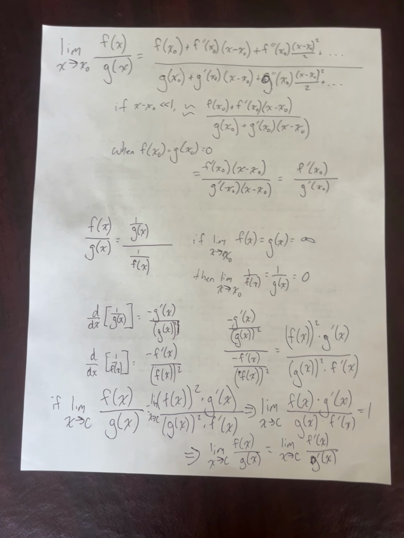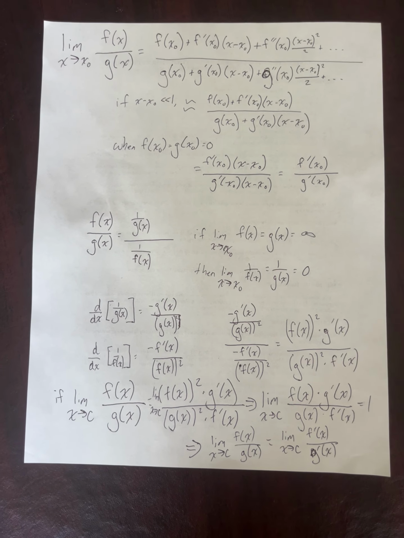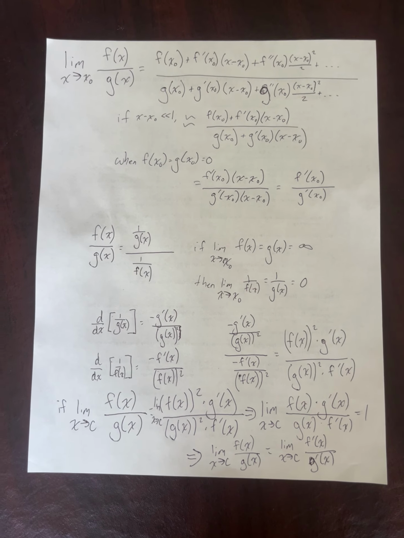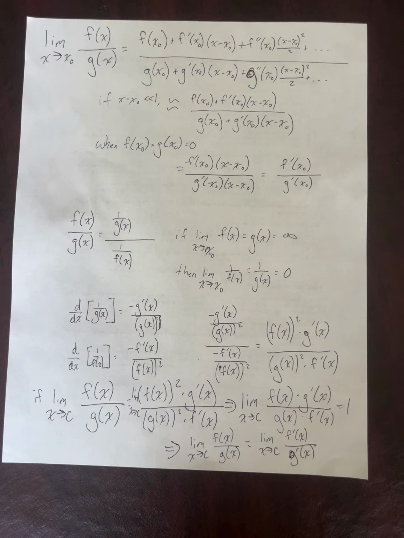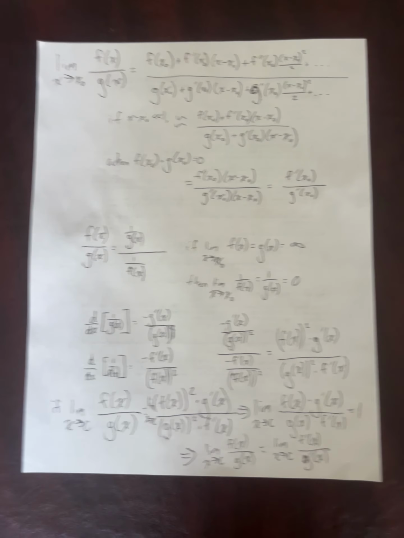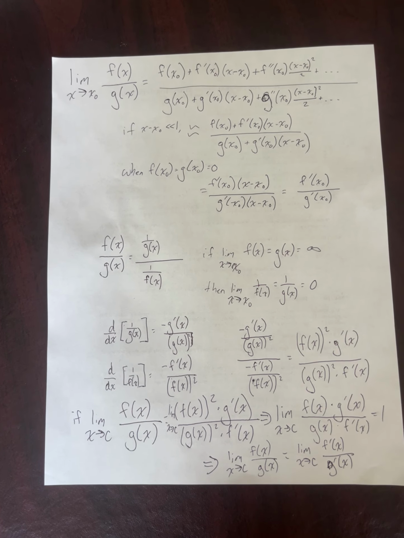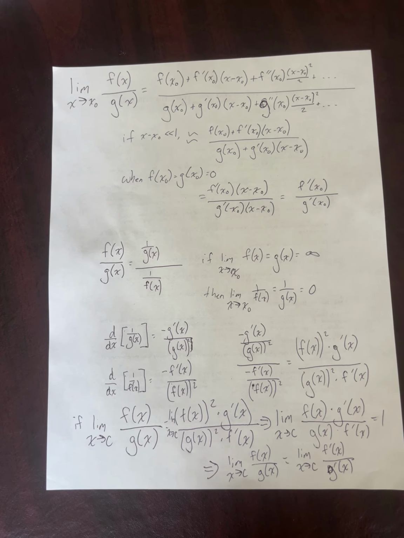And if the first derivatives are both 0, we go to the second derivatives. If the second derivatives are both 0, we go to the third derivatives, and so on, until we get to a derivative that does not give us an indeterminate form.